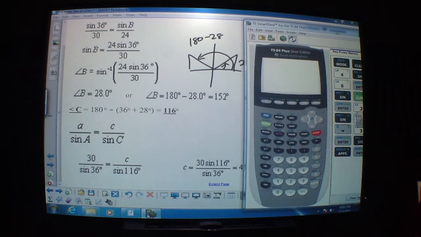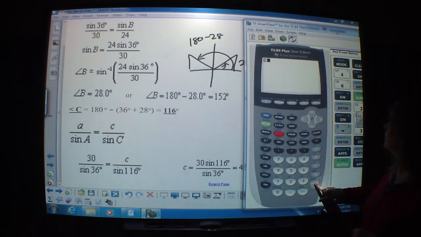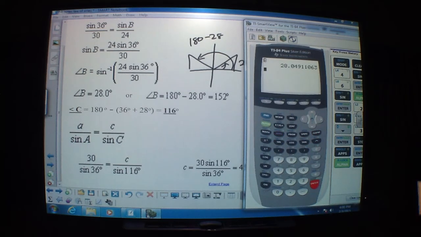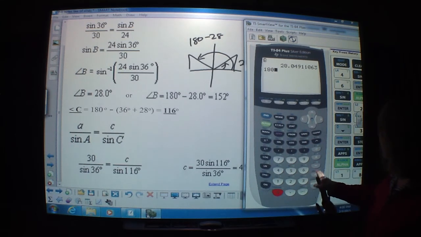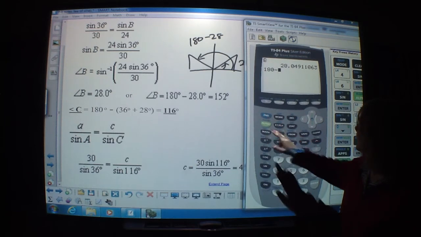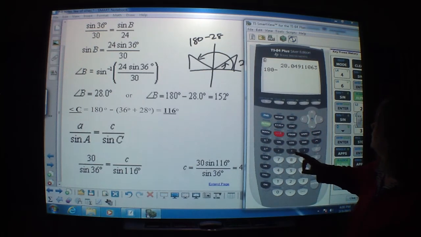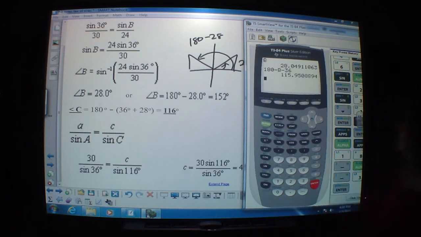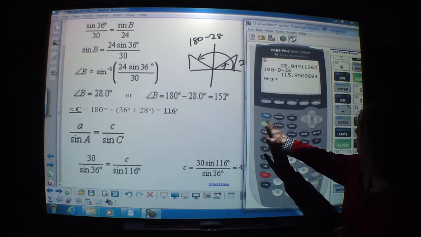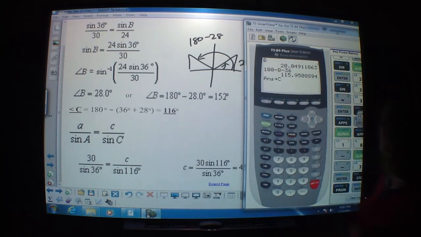Okay, so let me just show you. I'm going to pull up B. There it is. Okay? So if I want to do angle C, remember angle C was 180 minus B minus 36. So there's angle C. And I'm going to store that too. I'm going to store that in C. So now they're stored so I can use them later on.